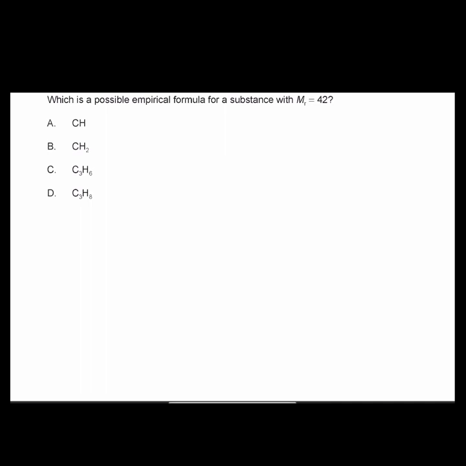Now the next one. Which is a possible empirical formula for a substance with molecular mass 42? Our main idea behind solving this is we have to find the empirical formula masses of all the compounds and see in which case molecular mass divided by empirical formula mass gives you a whole number. Here we'll neglect option C because C is not an empirical formula, so we don't need to check for it. For this one, empirical formula mass would be carbon is 12, hydrogen is 1, so 12 plus 1 will be 13. For CH2, empirical formula mass would be 12 plus 2, 12 for carbon and 2 for hydrogen, that is 14.